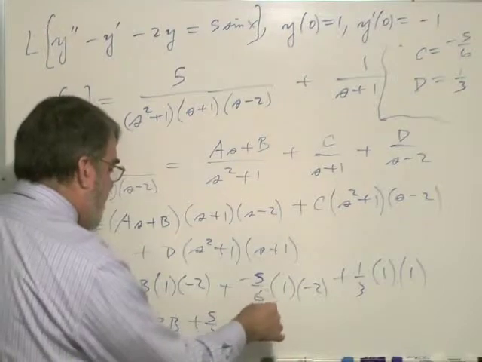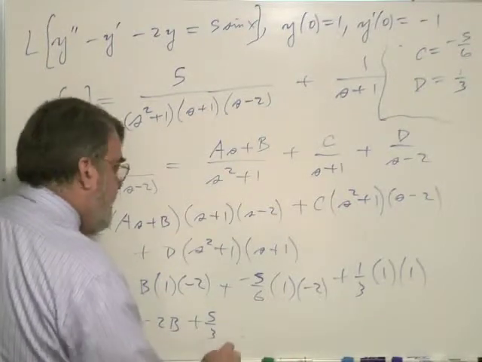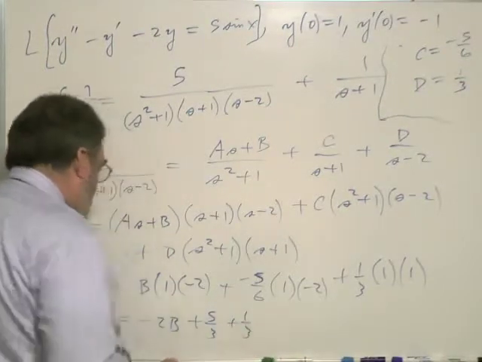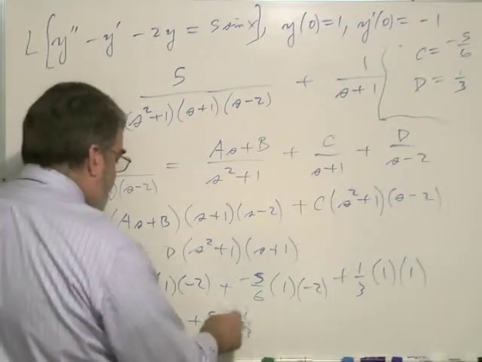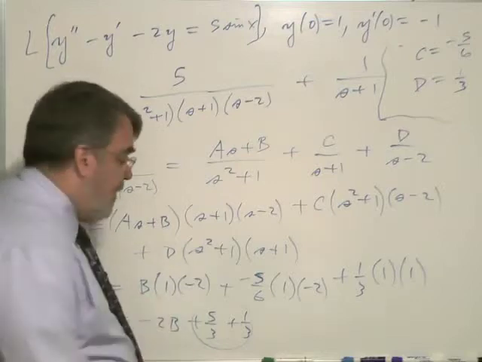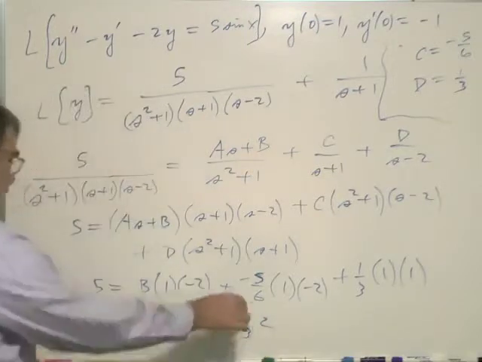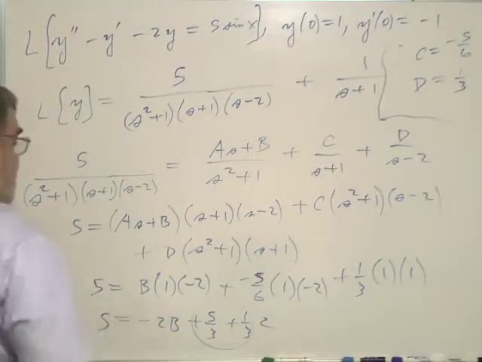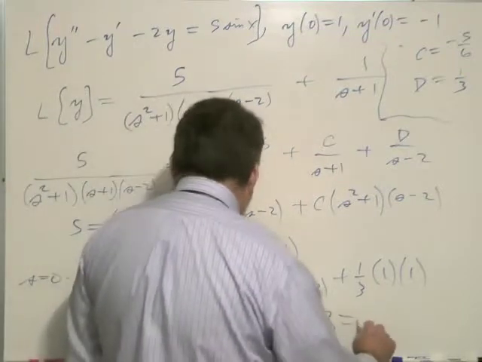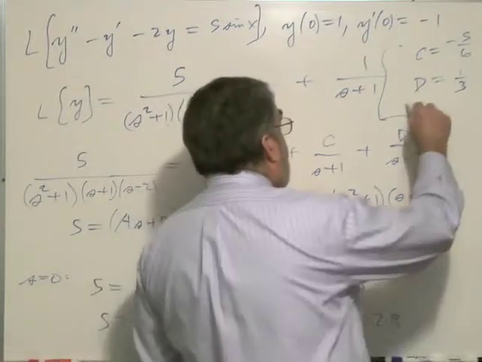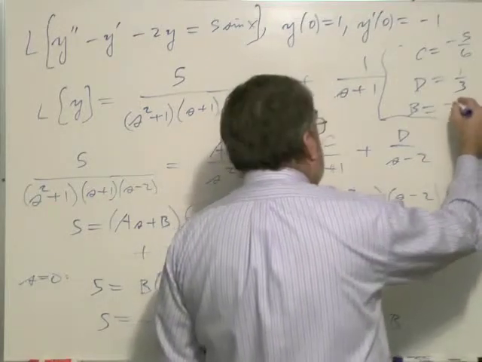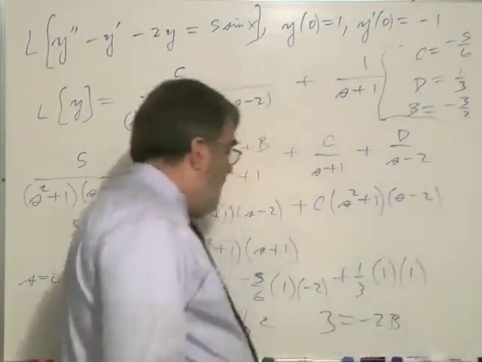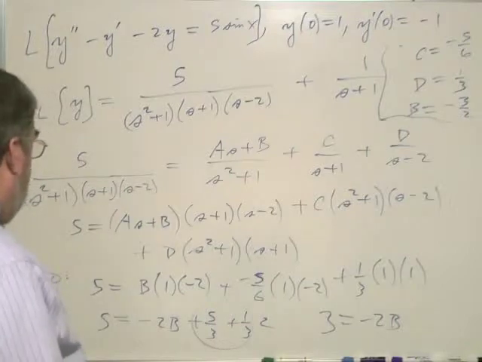Okay, the 2 cancels, the negative cancels, leaving 5/3 plus 1/3. Oh, that's not too bad, is it? Because 5/3 plus 1/3 is equal to 6/3, or 2. If I subtract 2, I have 3 equals -2B, so B is minus 3/2. There we go. B is minus 3/2.